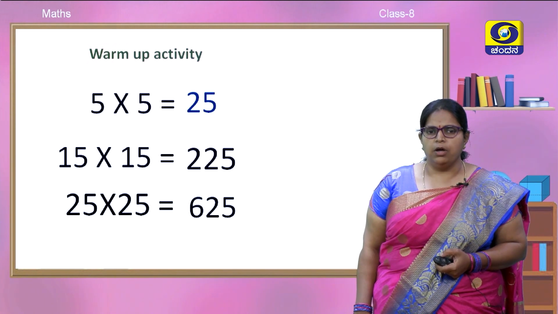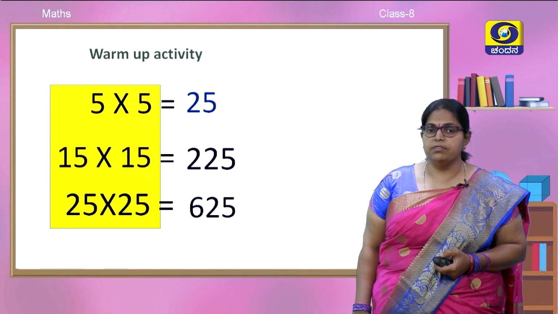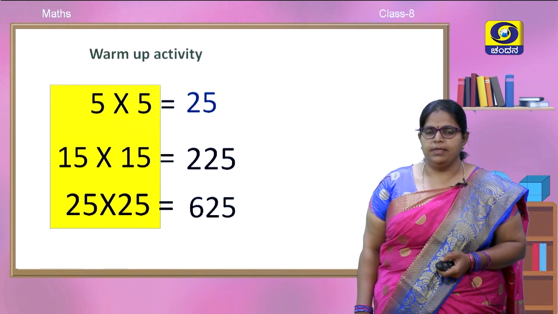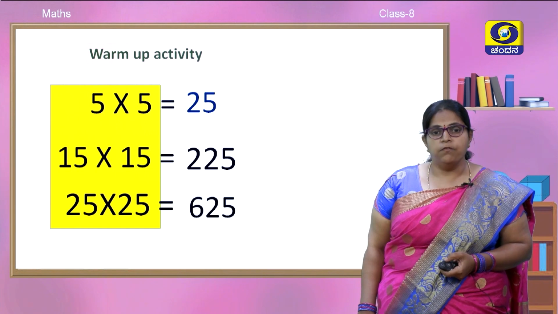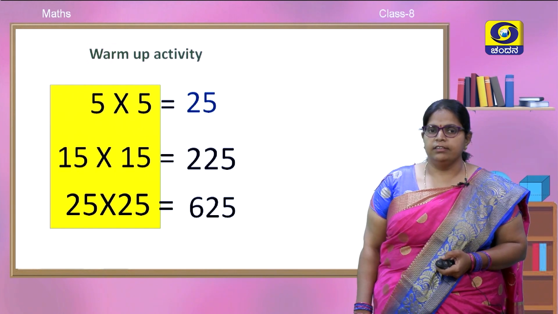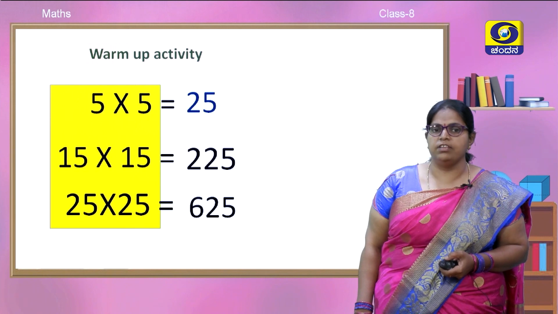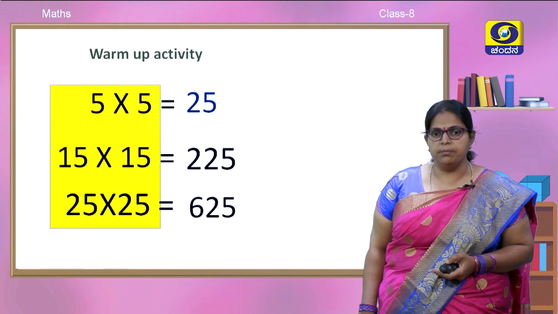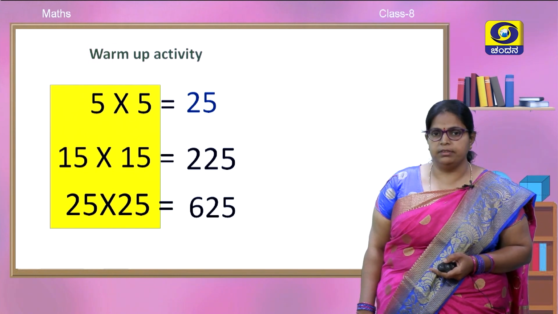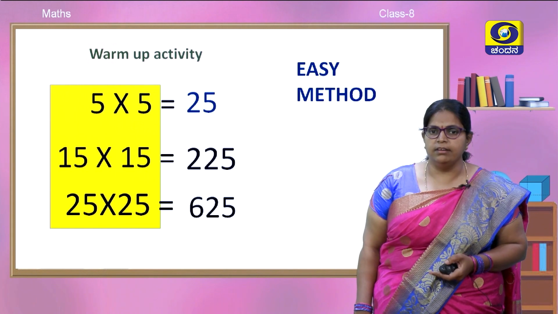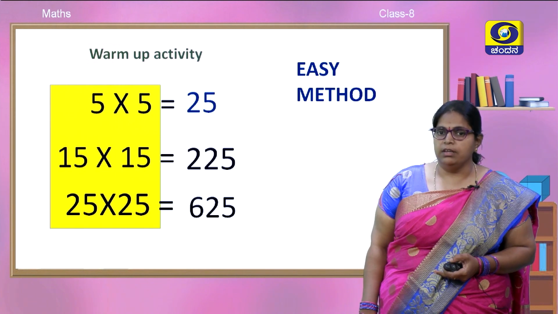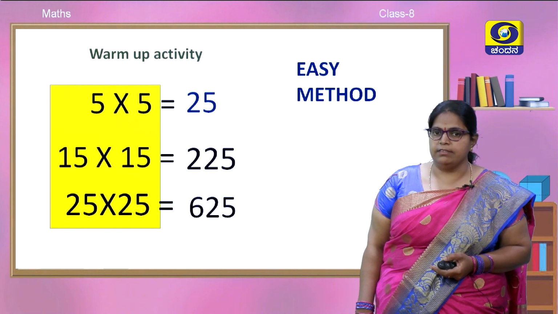Children, now observe the sums I have given you for multiplication. Do you find any similarity in this? Yes, you are right. You have 5 in the units place and the number in the tens place of each sum is the same. The product of these kind of numbers are called square numbers. Let us learn the easy method of finding a square of a number having 5 in ones place.